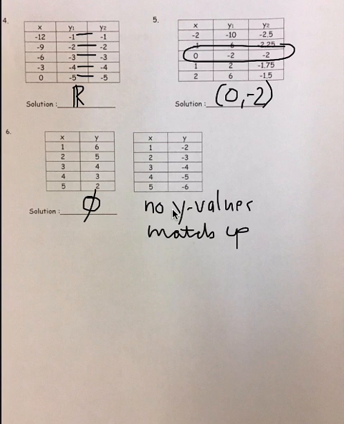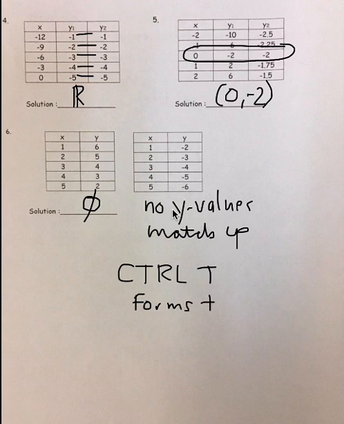On your calculator, after you've graphed, you can hit Control T to form a table on the calculator. Okay, and that's all we have for graphing.